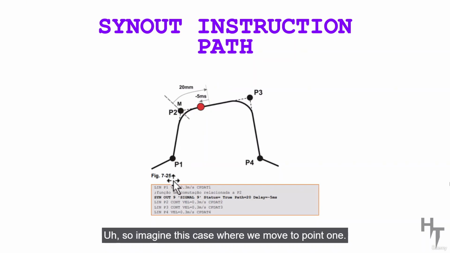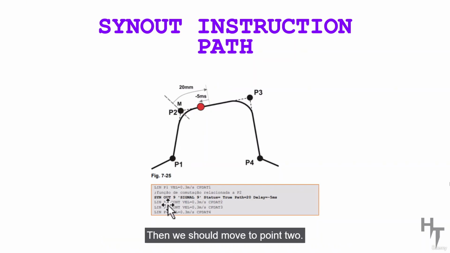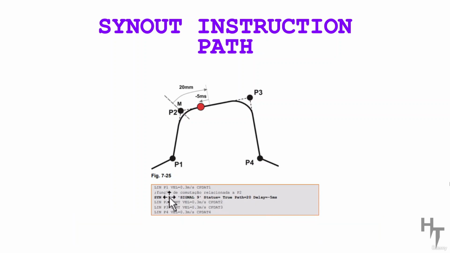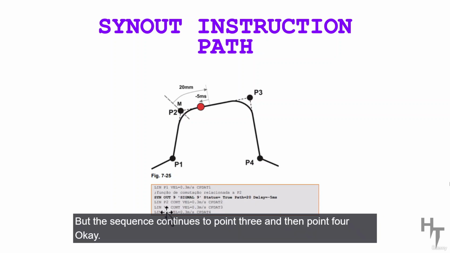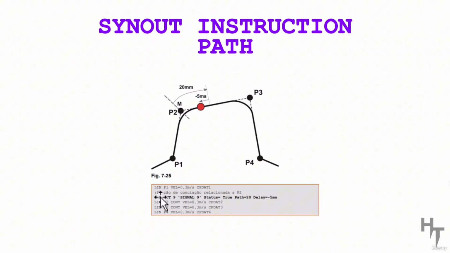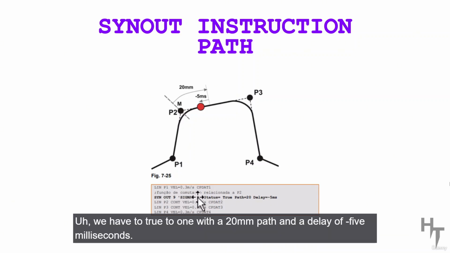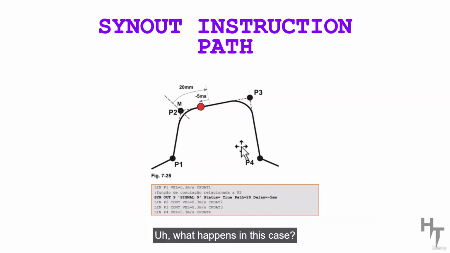So imagine this case where we move to point 1, then we should move to point 2. But between those movements we have this output with a minus 5 milliseconds delay. The sequence continues to point 3 and then point 4. So this command outputs to output 9. We have it set to 1 with a 20 millimeters path and a delay of minus 5 milliseconds. What happens in this case?